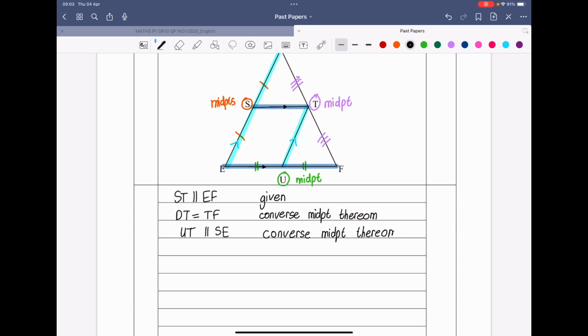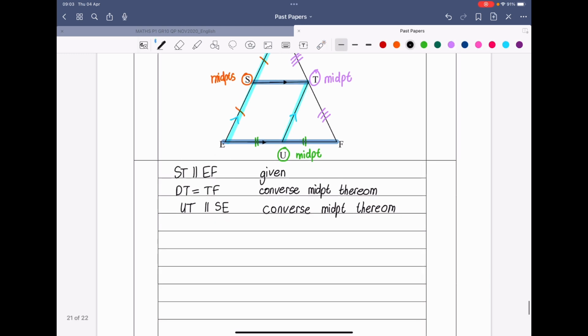And now I've got this STUE, and I've got two opposite parallel sides, and that's all I need for a parallelogram. So I can conclude that therefore SEUT is a parallelogram, and my reason is two opposite sides parallel.